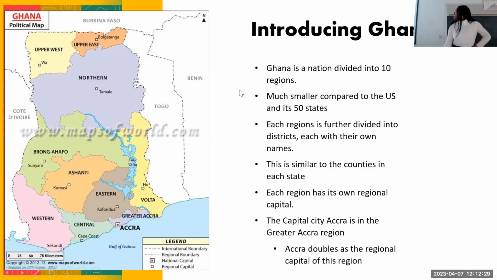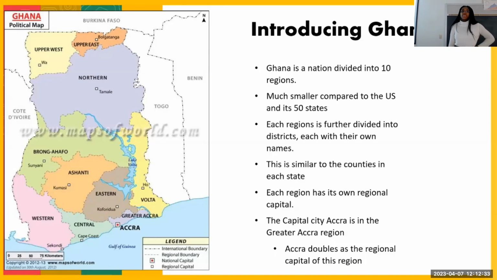And now for Ghana itself. Ghana is a nation that's divided into 10 regions, a lot smaller than the United States divided into its 50 states. We have 10 regions, you all have 50 states. Each region is further divided into its own districts, each with their own unique names. I couldn't label them all here because there are well over 100, and that would have been an unnecessary number of words.